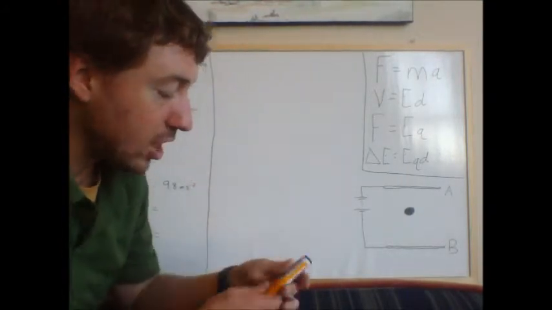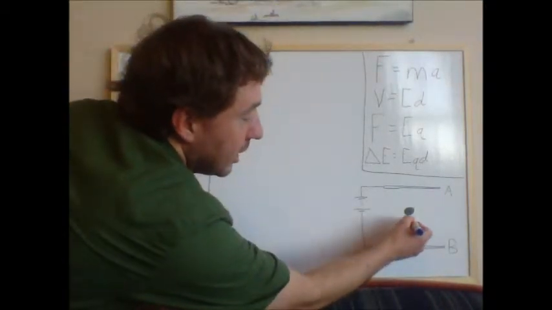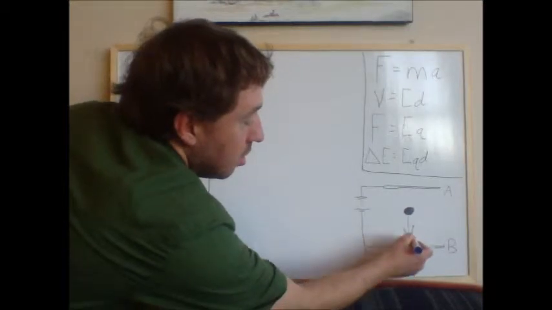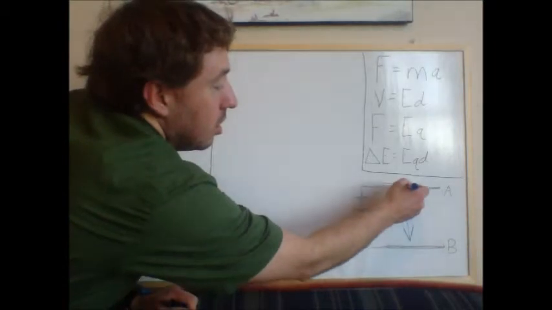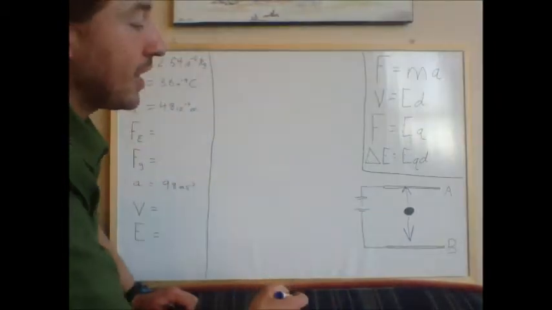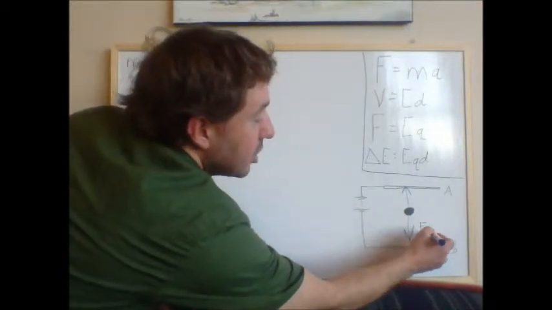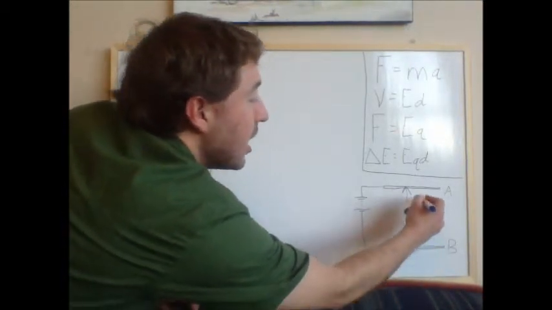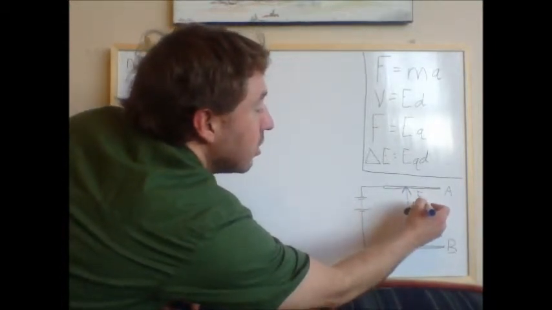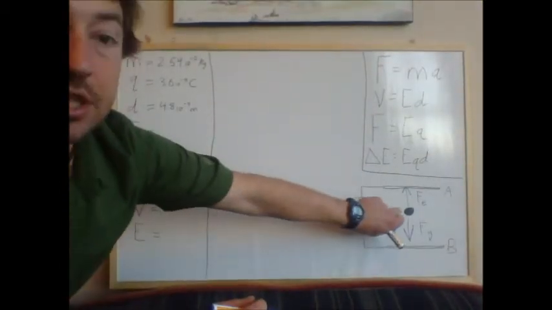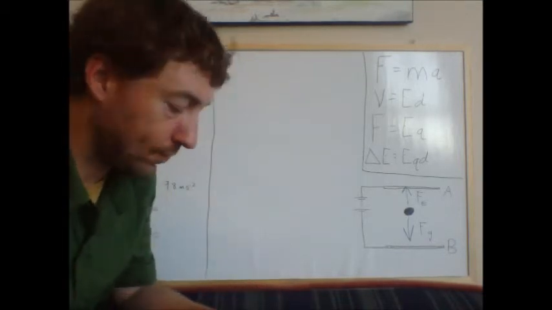So part B, taking a look at the forces. We've got gravity pulling down, and then we have an electric field pulling back up. And because this is stationary, we can go ahead and label this force of gravity, and this one the force of the electric field. And because the oil drop is stationary, we know that both of these forces are going to be equal.